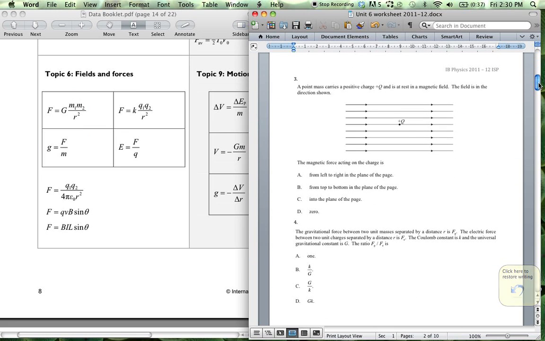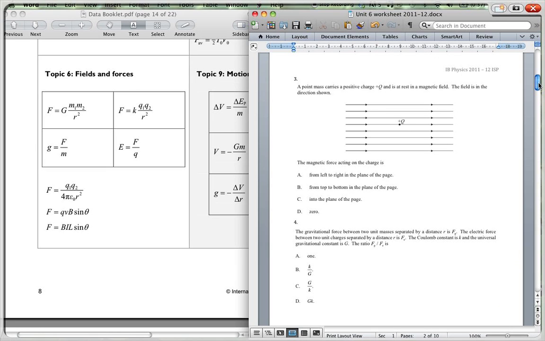Here we have question 3. It says a point mass carries a positive charge plus Q and is at rest in a magnetic field. The field is in the direction as shown. The magnetic force acting on the charge is. Now, I just want to go to the formula that we would use. This is the formula here: F equals Q V B sine of theta. Obviously the force here is going to be 0. Why? Because the velocity is equal to 0 meters per second. It says that it's at rest. So it's going to be D.